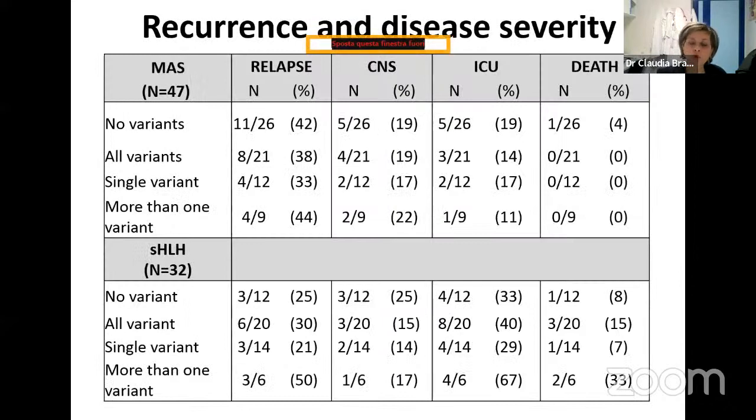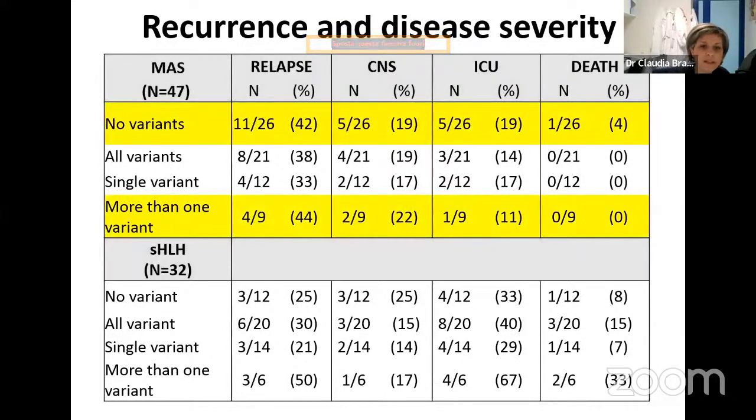And we then look at the correlation with clinical manifestation, particularly with disease severity and recurrence. So we look at relapse of disease, CNS involvement, ICU admission, and death. Looking at the MAS group of patients, we did not find any differences between patients who carry no variants or more than one variant. And the difference was not significant for any manifestation.